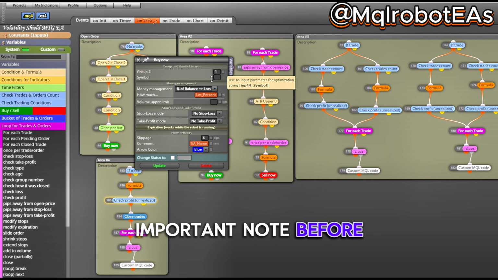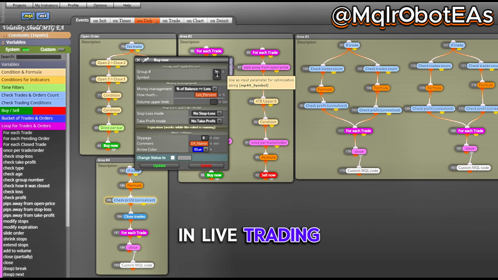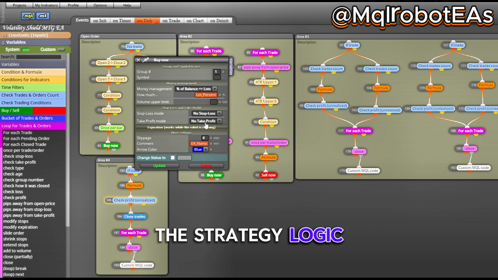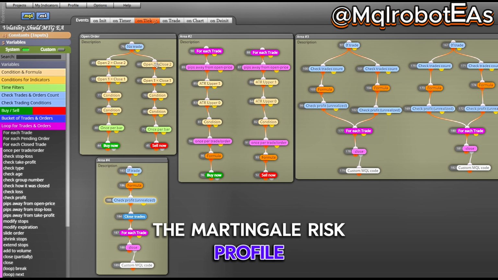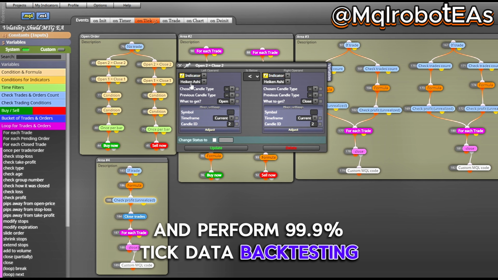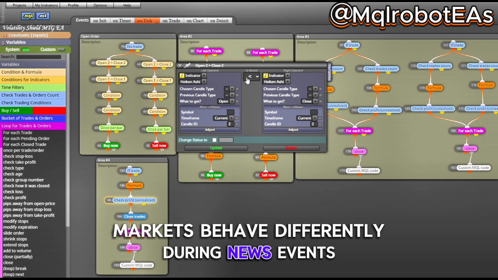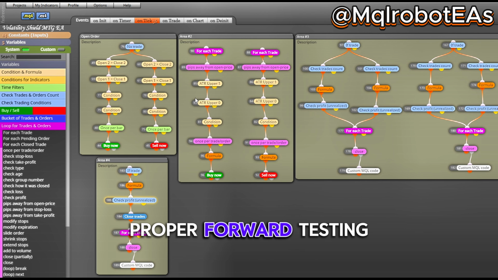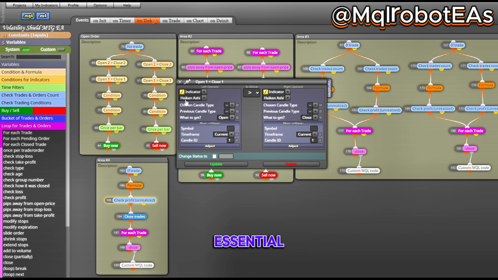Important note: before using this EA in live trading, it is strongly recommended that you understand the strategy logic, the martingale risk profile, and perform 99.9% tick data backtesting. Markets behave differently during news events, low liquidity, or wide spreads, so proper forward testing and optimization are essential.